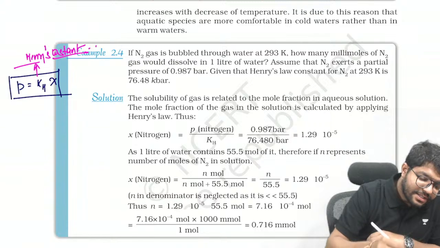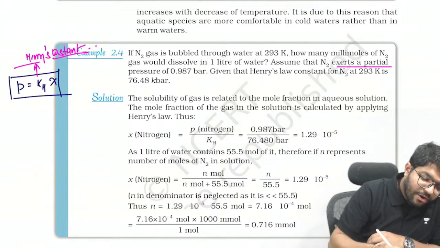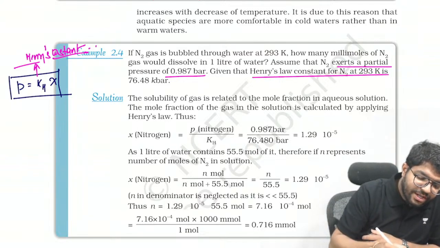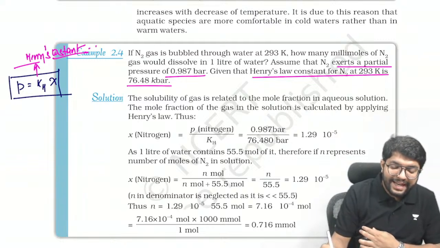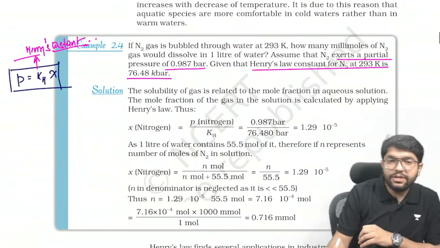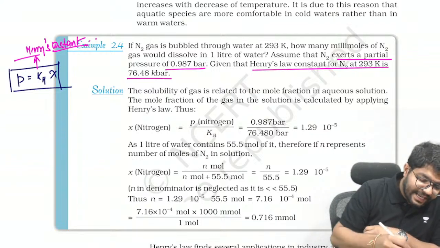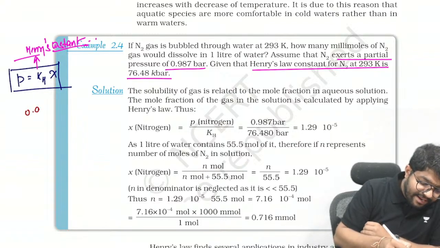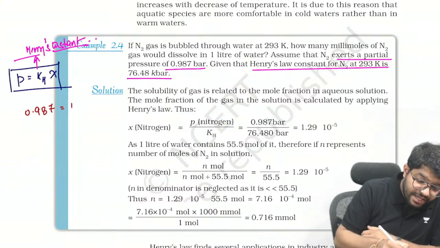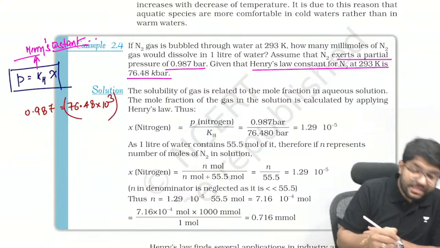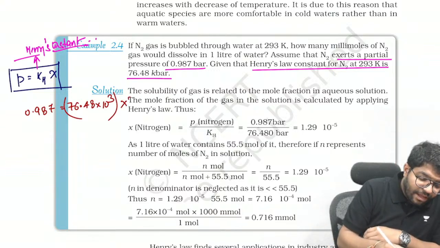Assume N2 exerts a partial pressure of 0.987 bar, given the Henry's law constant for nitrogen is 76.48 kilobar. The formula is very simple: P is equal to Kh into chi. The first thing is that P is known, the partial pressure is 0.987, which equals Kh, also given as Henry's constant, 76.48 into 10 to the power 3, because it's kilobar, into chi.